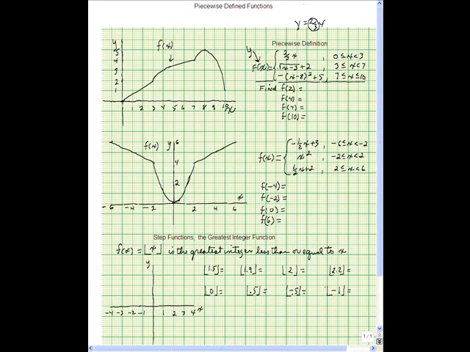Now, suppose all you had was this piecewise definition, and I asked you to find f of 2. Then you'd have to figure out which one of these three formulas that I have for y you're supposed to use to figure out f of 2. Because if you use the second one, you're going to get a different number than if you use the first one. If you use the third one, you're going to get a different number than the second one. So which one do you pick?